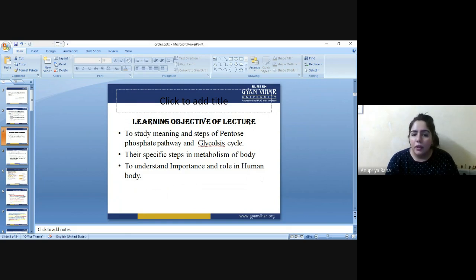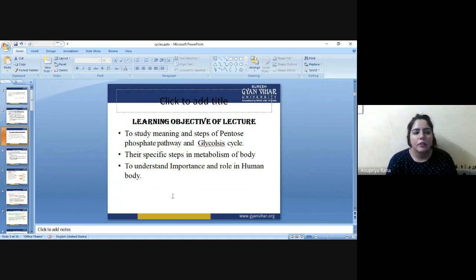You have to be very careful about each and every step: what kind of enzyme, intermediate activities, what is reduction, what is gaining. So every step you have to be very careful when you're going to study these steps. Lastly, in our learning objectives, we want to understand the importance and role in the human body. That's our major concern. That's why we are studying all these, right? So it is very important that we know why we are studying it. What is the major purpose of these pathways inside our body?